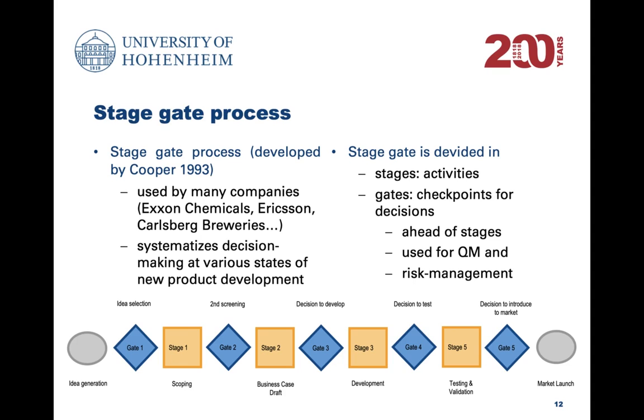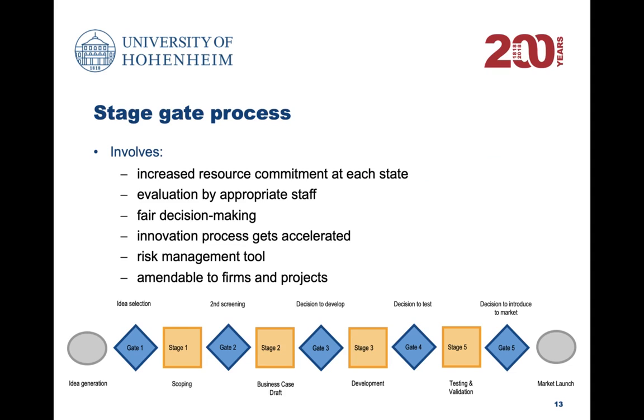And the stage gate, again, as the phase review process, is divided into phases. We call it stages here, where we have activities, and gates where there are the checkpoints, where the review team, the review board basically makes the decisions either to go ahead. This is used for quality management, so you have basically a great handle on the quality that is produced, and for risk management.